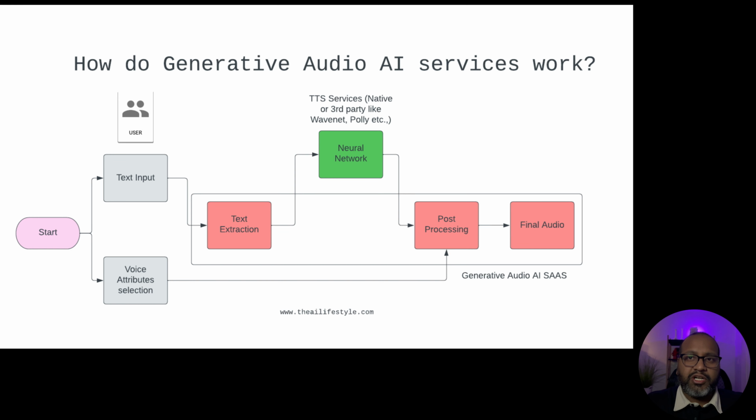How do these services work? Here's a chart where we try to flesh out their process. Typical process flow for a Gen AI audio SaaS tool. As you can see in this chart, the audio is generated by giving the text input, it goes through the neural network, and it gives you the final output.